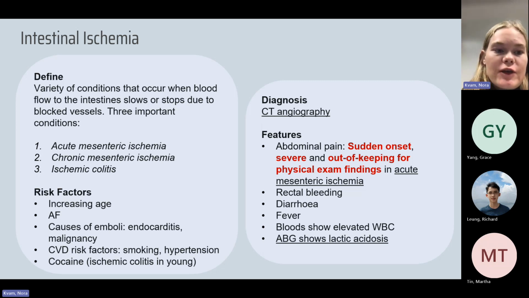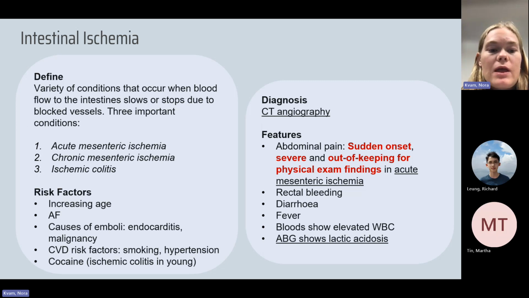The features of acute intestinal ischemia are sudden onset, severe, and out of proportion pain. You see the abdomen, and it doesn't look necessarily grossly distended, so there's nothing really that makes you suspect anything. But when you touch the abdomen, it's really, really painful. Then you would suspect an acute ischemia. And then rectal bleeding, diarrhea.